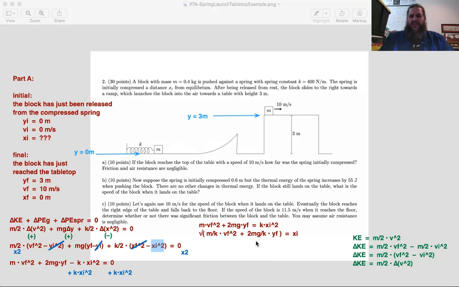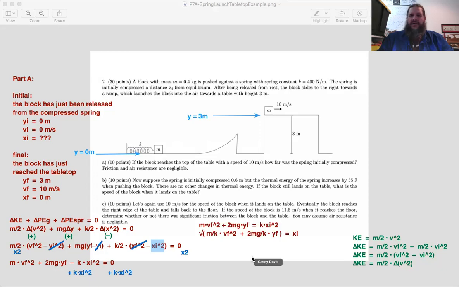And a formula like this can be useful for giving us an idea of how each of these values influences the initial compression we need. For instance, larger v final or larger y final would lead to a larger x initial, which means the higher we want it to go and the faster we want it to be going when it gets there, the more we'll need to compress the spring. Also, larger m will lead to a larger value for x initial. So the more massive the object is, the more we need to compress the spring. Whereas a larger k value, since k is in the denominator, leads to a smaller result. In other words, the stronger the spring is, the less we need to compress it to get the same result.